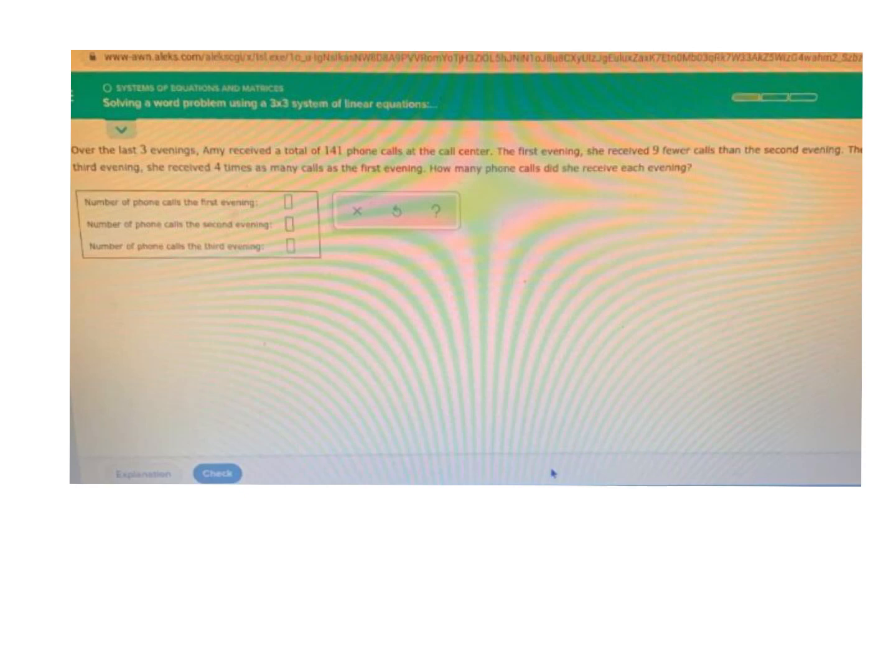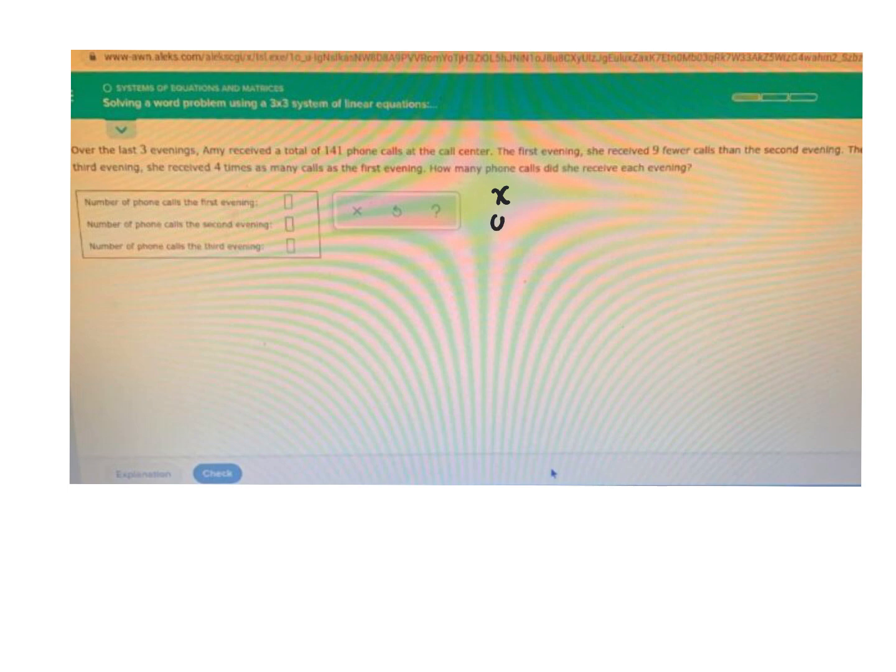All right, let's look at this example. It says over the last 3 evenings, we received 141 calls in the call center. The first evening is 9 fewer than the second evening, and then the third evening is 4 times as many as the first. How many did we receive each evening?